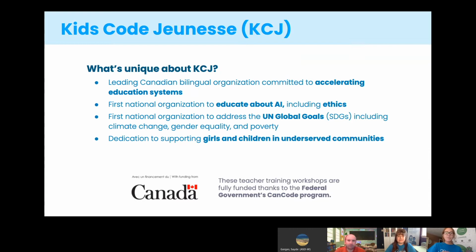But just before we actually dive into things, I just want to take a minute to sort of explain Kids Code Jeunesse. So we are a not-for-profit organization. We're based in Quebec, but we're actually all across Canada. We work with teachers, school boards, school systems, and individual classes and kids. So we go into libraries, community centers, kind of all around. And we teach coding, digital literacy, and AI. So we're actually the first national organization to educate about AI, including ethics. We're also the first to address the UN Sustainable Development Goals. So that includes climate change, gender equality, and poverty, and kind of making those part of our projects and our sessions. And we also have a huge dedication to supporting girls and children in underserved communities.